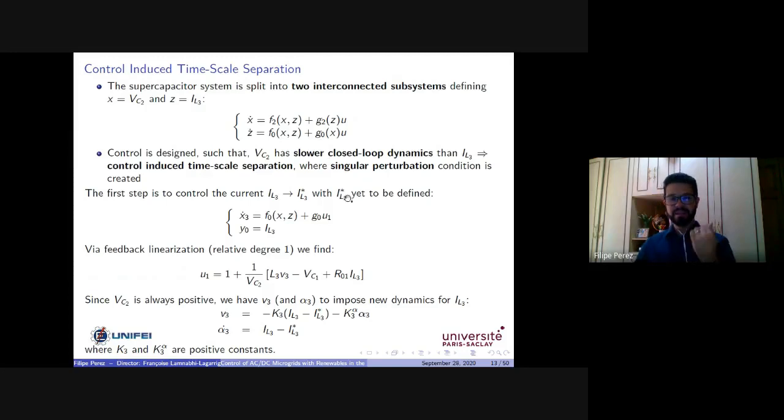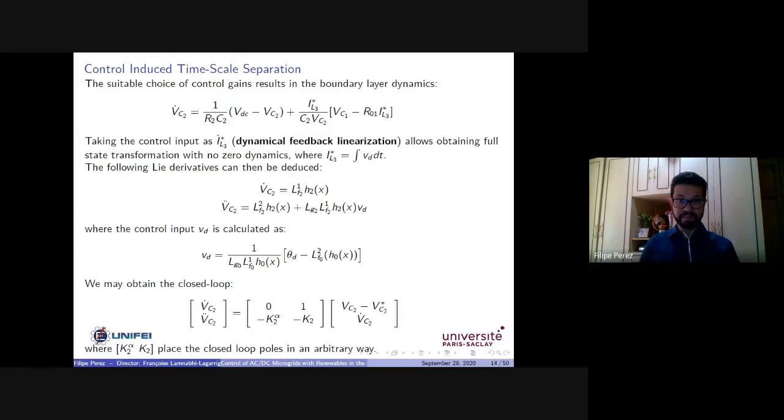IL3 in a desired reference yet to be designed, where via feedback linearization, we compute the control law of the system, taking V3 as an additional input that imposes linear dynamics to the current, and alpha 3 is an integral term to eliminate the steady-state error. Here, the constants K3 and K3 alpha are positive constants that can be chosen by linear techniques.